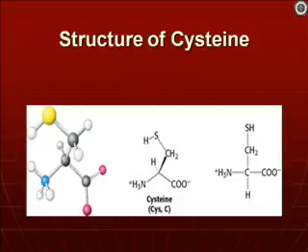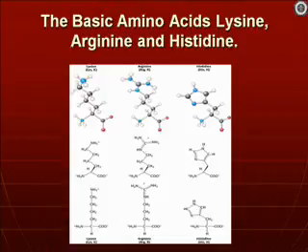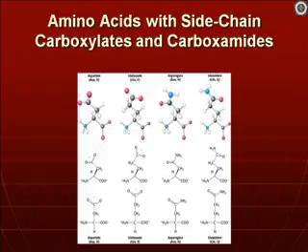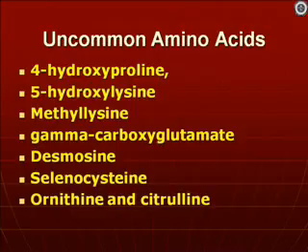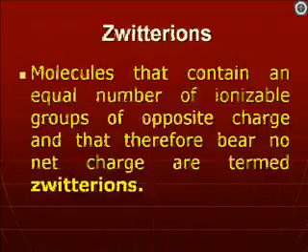Then we have amino acids which have positive charge and they are polar. These amino acids are known as basic amino acids, and the examples are lysine, arginine, and histidine. The amino acids with side chain carboxylate and carboxamides include asparagine, glutamine, aspartic acid, and glutamic acid. In addition to these, there are some uncommon amino acids as well: 4-hydroxyproline, 5-hydroxylysine, methyl lysine, gamma carboxyglutamate, desmosine, cysteine, ornithine, and citrulline.